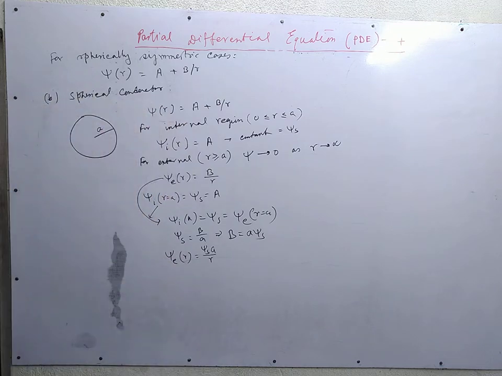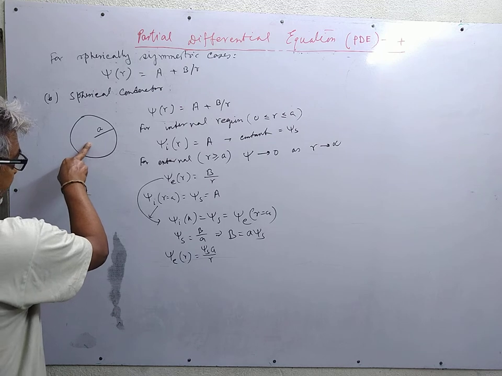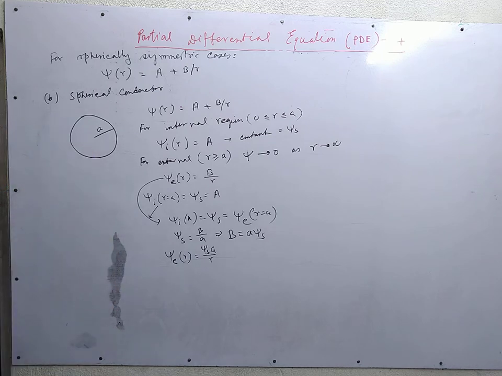So as far as an external point is concerned, the potential falls off as 1 by R. So as if the entire charge may be assumed to be concentrated at the center of the spherical conductor. This is what we have obtained from Gauss's theorem. So this much is for the cases of spherical symmetry.